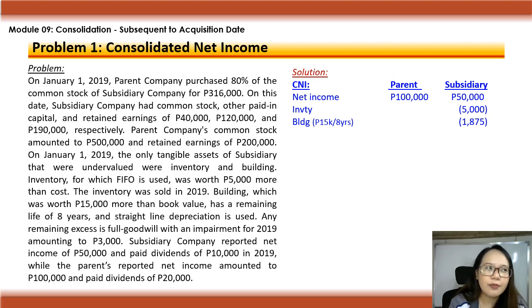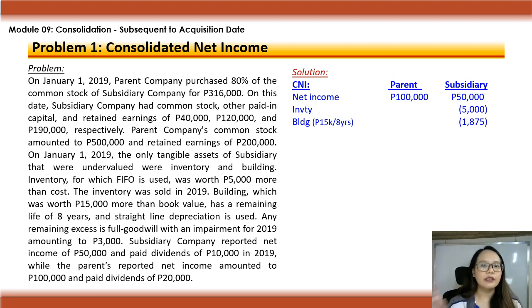Diba? So, ibig sabihin, your fair value is higher than book value. Mas maliit yung book value. And nag-base ng depreciation si subsidiary based on the book value. So, kulang yung depreciation niya, di ba? Your depreciation expenses, kulang. Your net income is sobra. So, bawasan mo ulit, kaya pa negative siya. That will be the 1 year, 15,000, the total fair value adjustment. Over 8 years, the remaining useful life, 1,875.